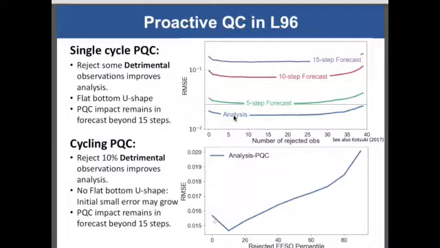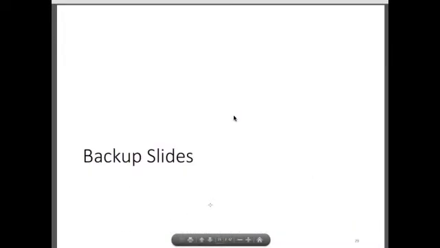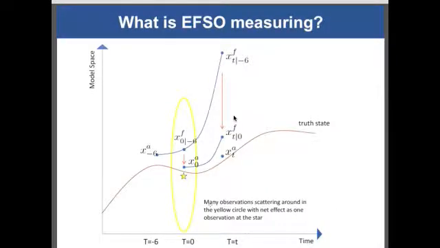And also I would like to mention, this may not be a direct answer to your question. Here I'm trying to explain what EFSO is truly measuring. Suppose you have an analysis here, starting from this time, and then you do a forecast. And then you have the red circle, which is the distribution of the observations with a center at the stars.